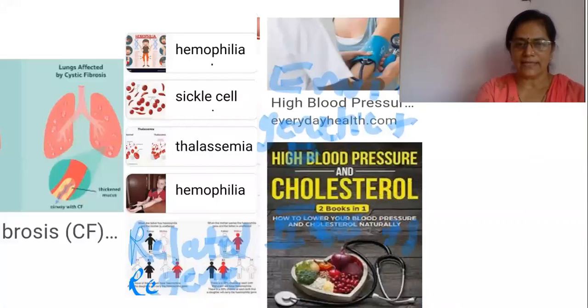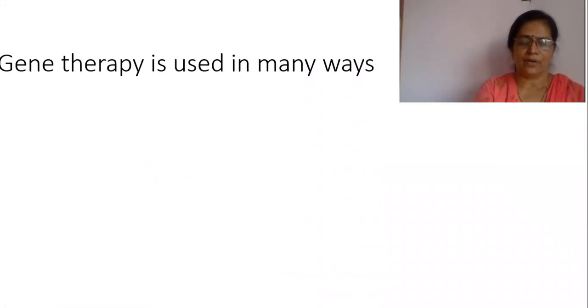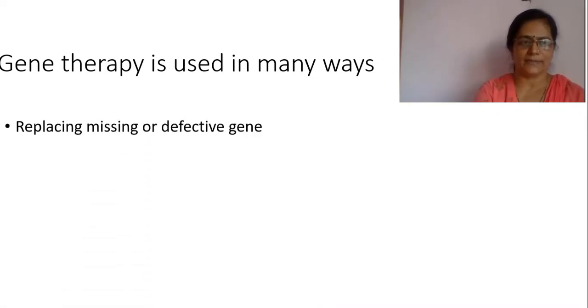But other diseases like high blood pressure as well as cholesterol-related diseases depend upon the gene as well as the environment. So there are two types of diseases. Some diseases depend upon the gene, and some diseases depend upon the environment as well as the DNA. So when we apply such a DNA, or the gene, for the treatment of diseases, it is called gene therapy, and this gene therapy is used in many ways.